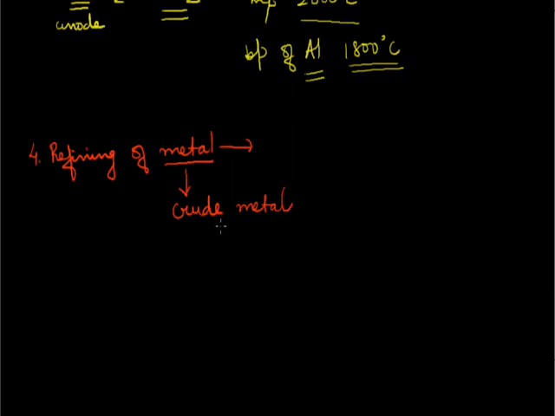So again, there are a number of methods involved in this step, the choice of which will depend upon the nature of metal and of course the nature of impurities. Which method will be selected for refining of a particular metal will be decided on the basis of these two factors, the nature of metal and the nature of impurities.